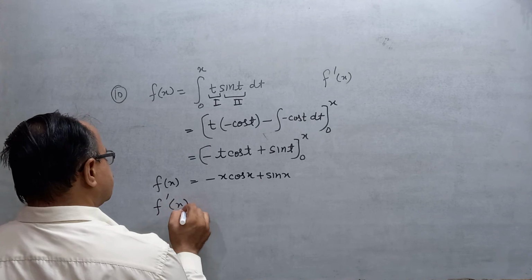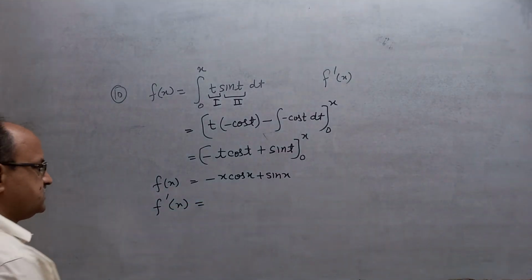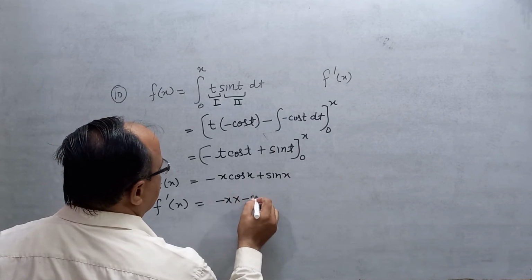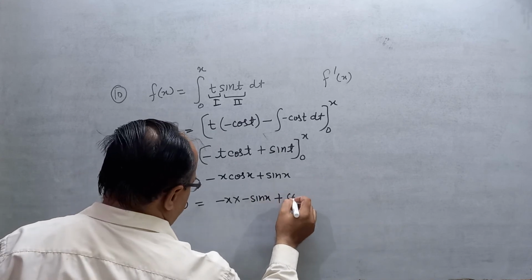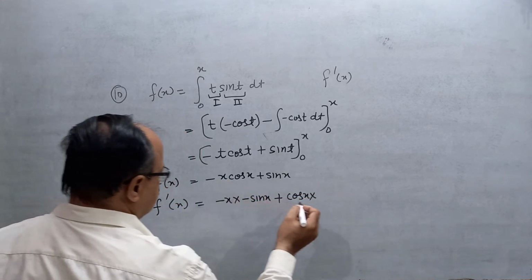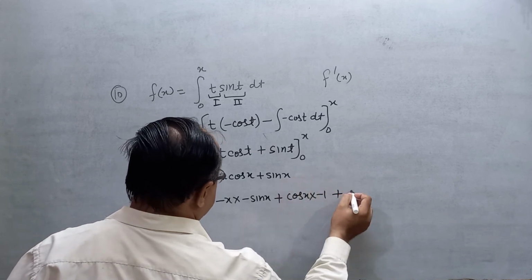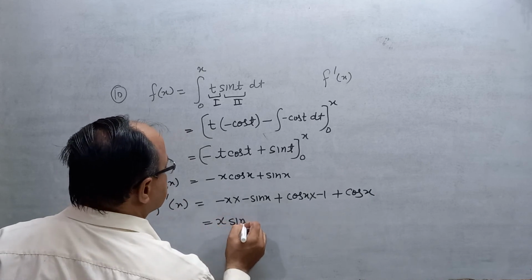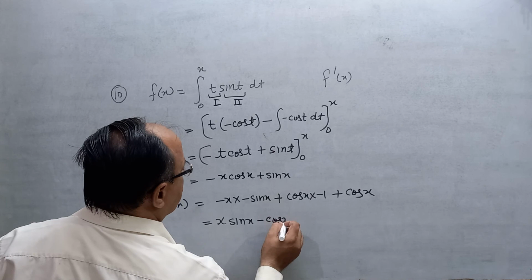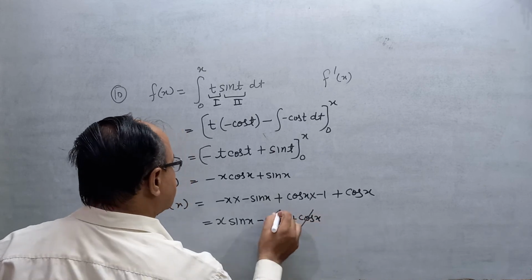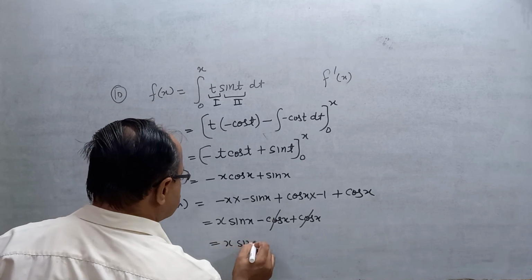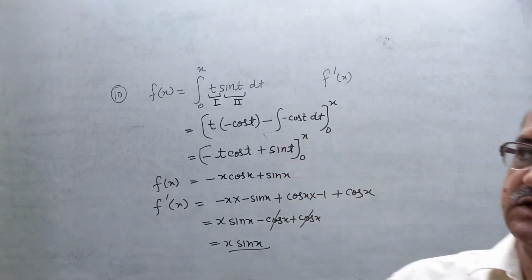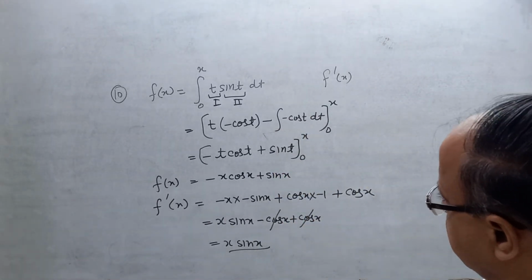Now can you tell me f dash x? Differentiate both sides with respect to x. Minus x as it is, derivative of cos x is minus sin x, plus cos x as it is, derivative of minus x is minus 1, plus derivative of sin x, that is cos x. Therefore x sin x minus cos x plus cos x, this will cancel. Answer is x sin x. X sin x is the right answer of this question. This is an MCQ question, very important question. Clear?